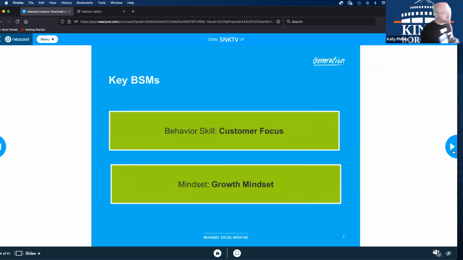Behavior skills and mindsets we're going to focus on for the duration of this technical session: customer focus and growth mindset. So we have to understand.